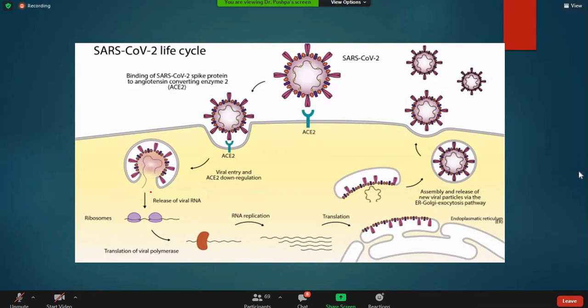When it enters, it gets rid of the coat, and this RNA is read by the ribosomes, and there is translation and RNA replication. Along with this, big polyproteins are also made. These proteins are further broken down into different virus particles. They all aggregate in the endoplasmic reticulum. Then all of these are sent to the Golgi apparatus, where they are nicely packaged, take up the host cell membrane, and are then exocytosed. So that's the process going on in the replication of this virus.